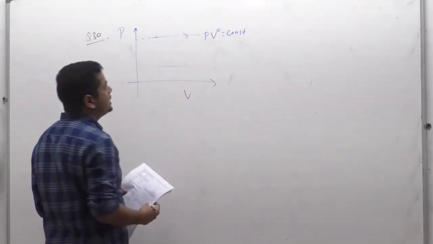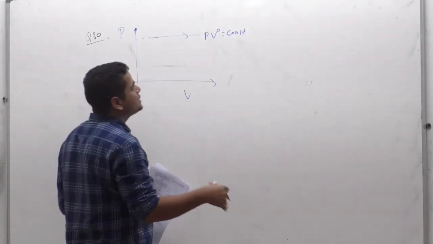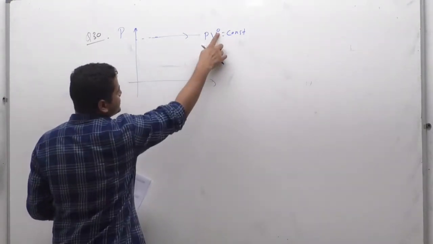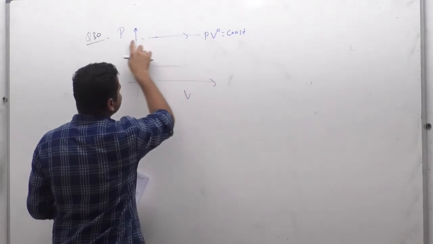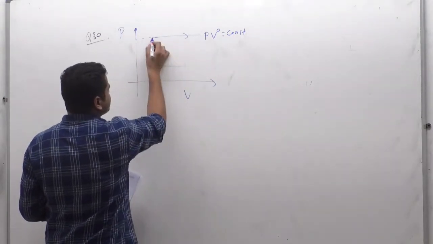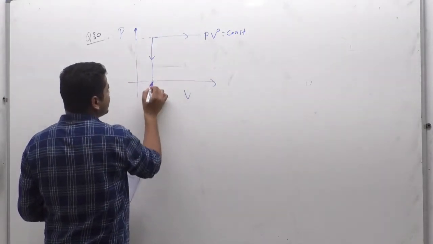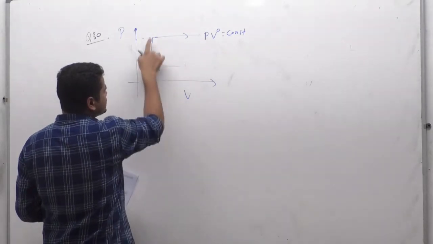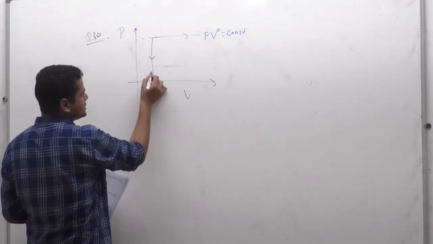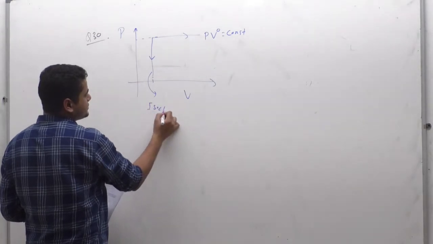Basically we wish to write in the form of PV to the power something. V to the power 0 is what? 1. So pressure is constant, so this process is isobaric process. What is this process? In this process volume is same, so this will be isochoric process.